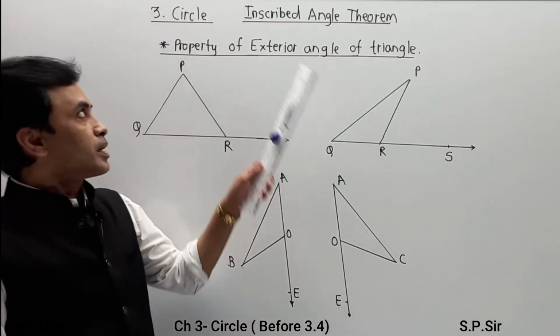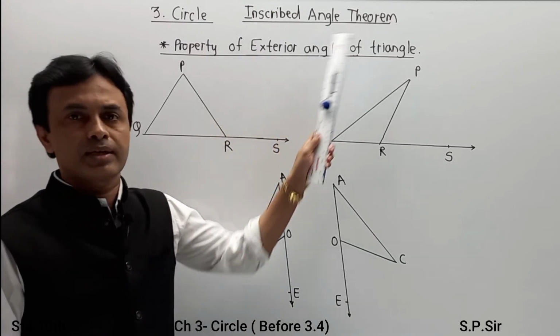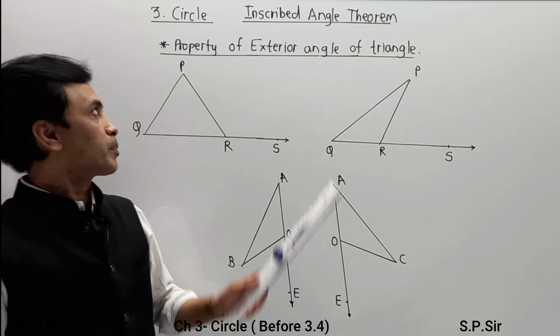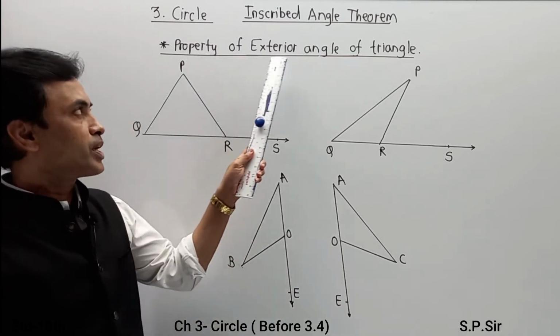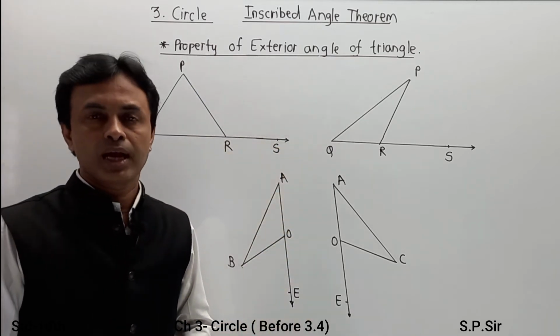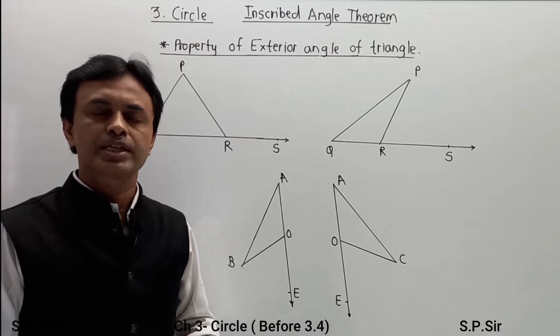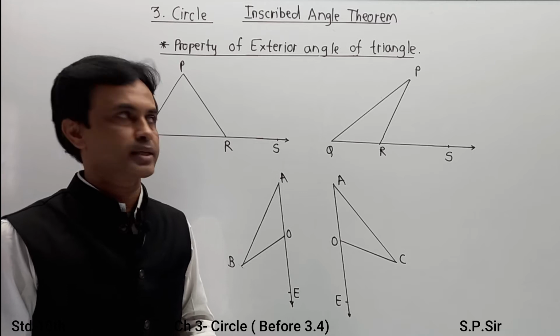Hello friends, we are going to see the inscribed angle theorem. But for that we need a property, and that property is nothing but the property of the exterior angle of a triangle. I am going to elaborate that part over here so you can easily understand the theorem. So it's just an additional part from the reference of 9th standard.